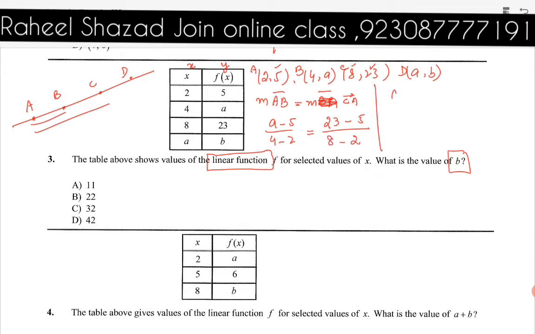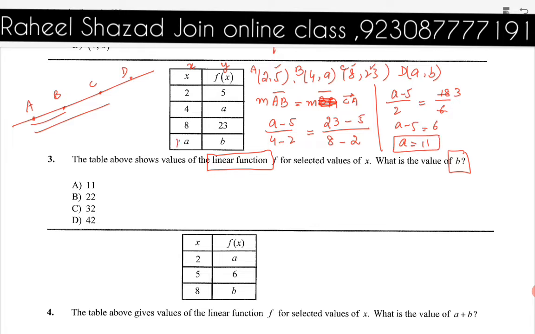So that will become a minus 5 divided by 2 is equal to 23 minus 5, which is 18, divided by 8 minus 2, which is 6. So 6 3s are 18 and 2 3s are 6. A minus 5 is equal to 6, and a is equal to 11. We got the value of a.